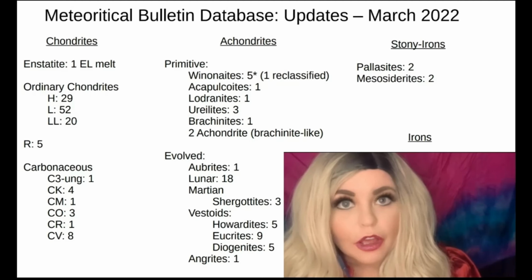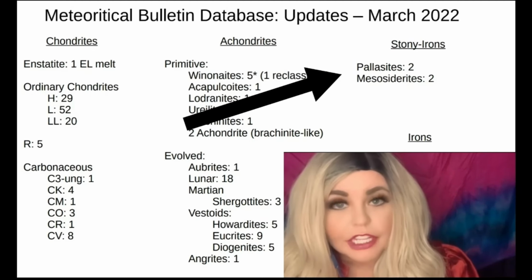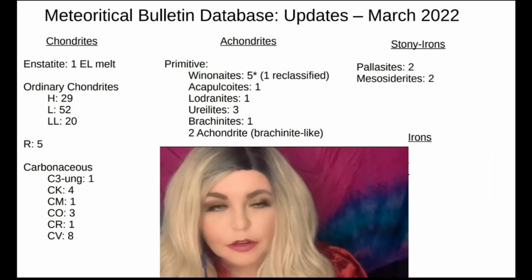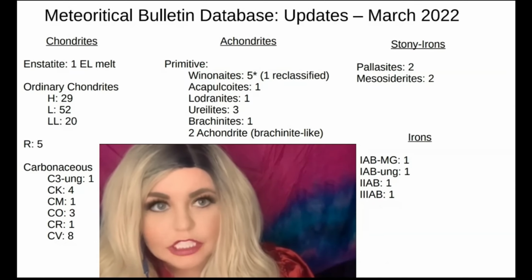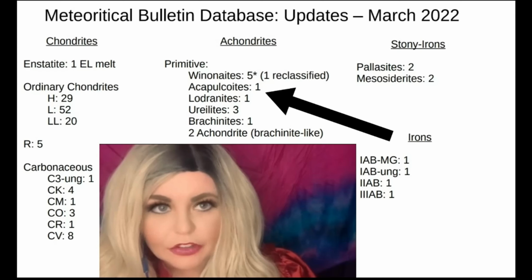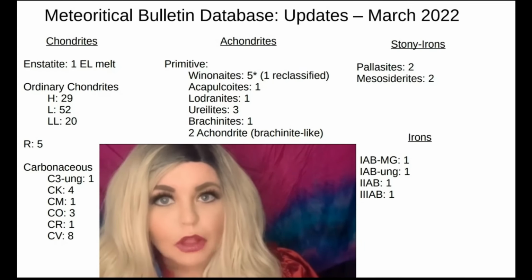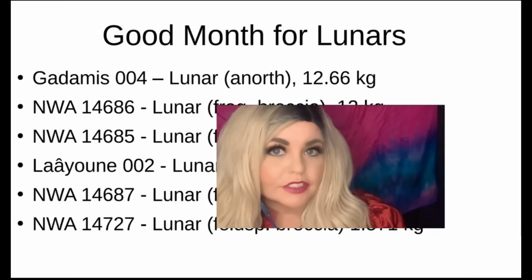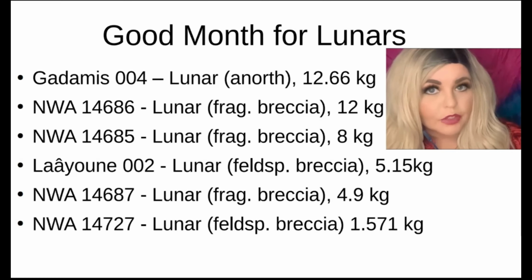There were 2 pallasites that were approved, and believe it or not, there are only 114 pallasites. There were 2 meteorites that were classified. They're both in separate classifications, but these classifications are typically bundled together. The lodranites are typically bundled with the acapulcoites. Gadamus 004 is a lunar anorthosite classification. We only had one of those in March.